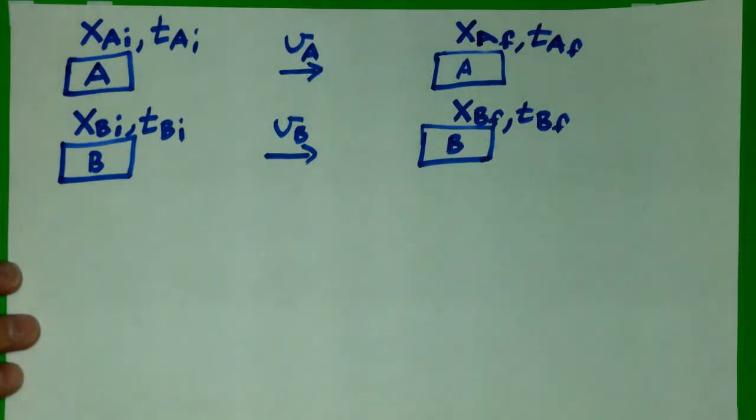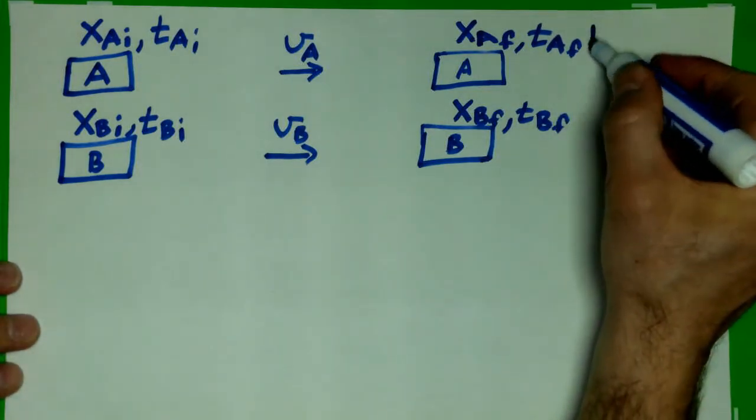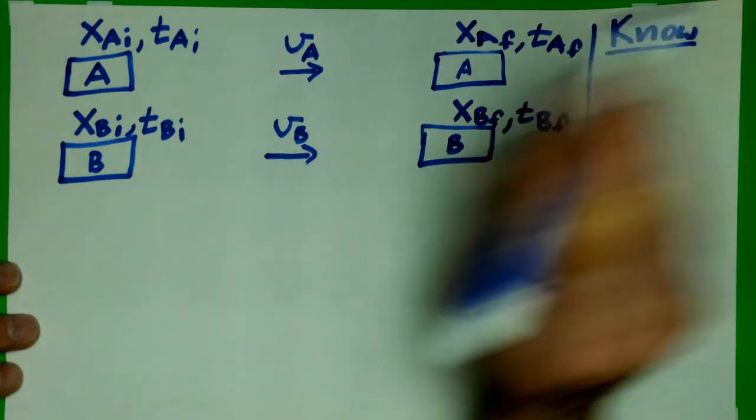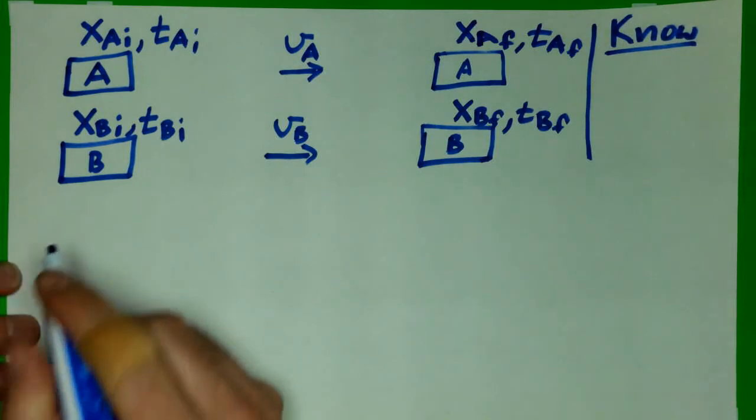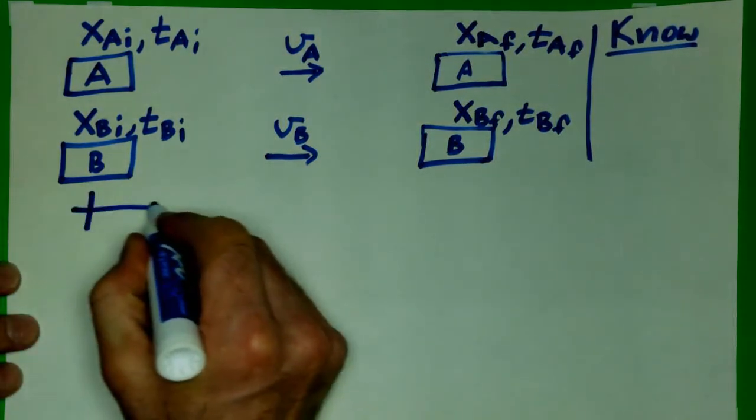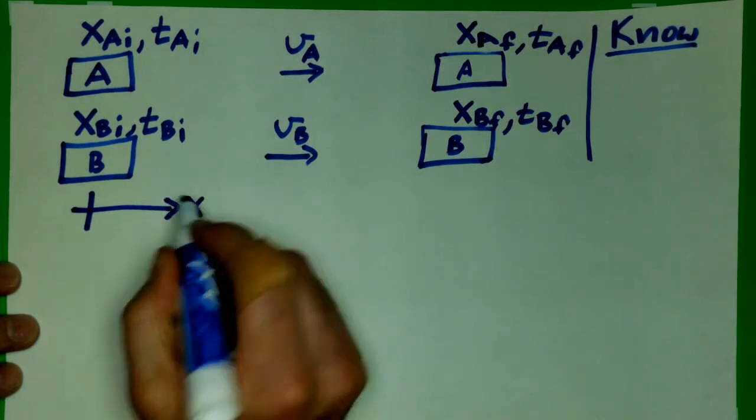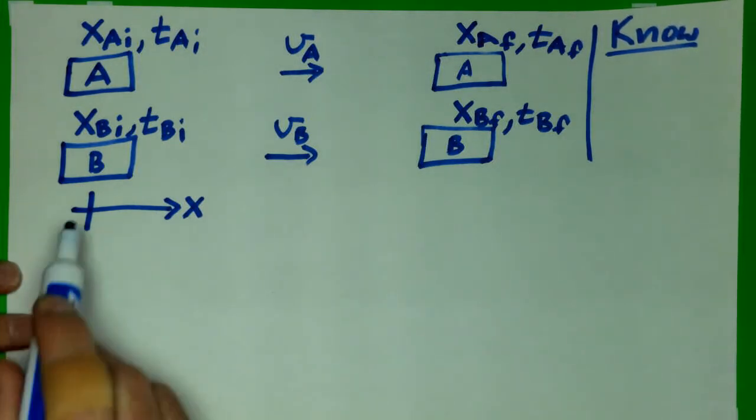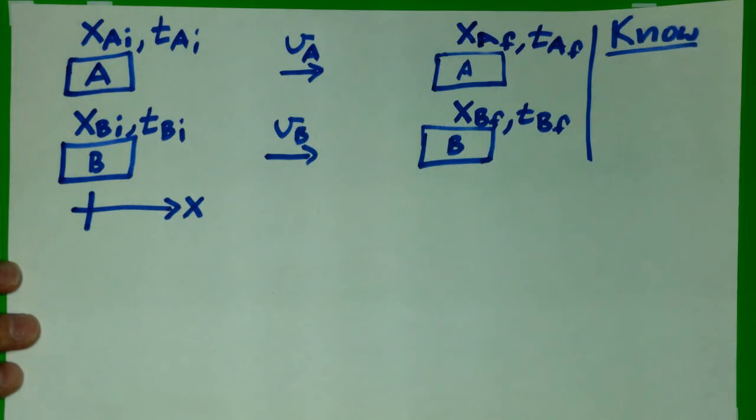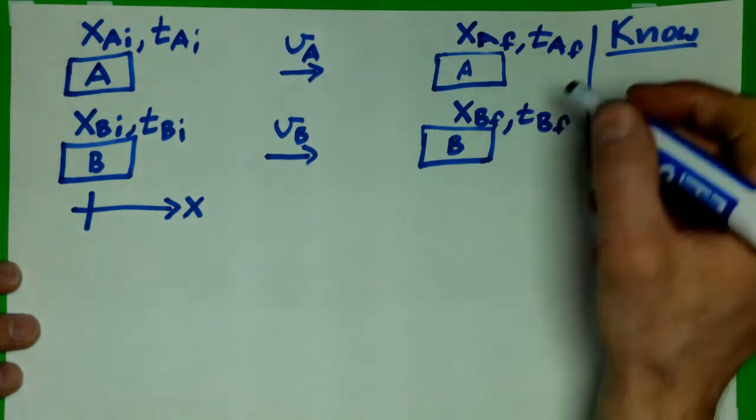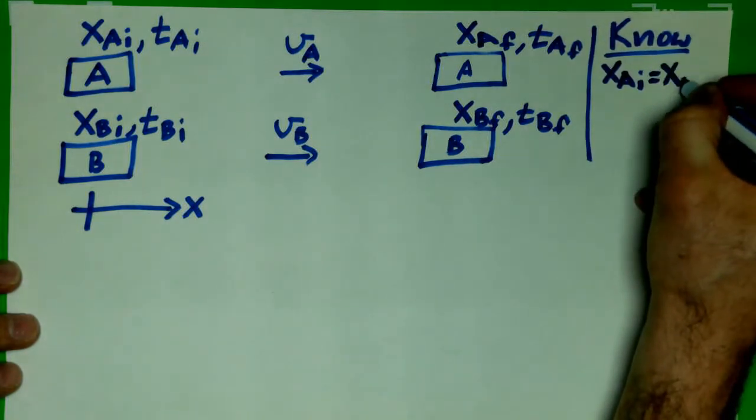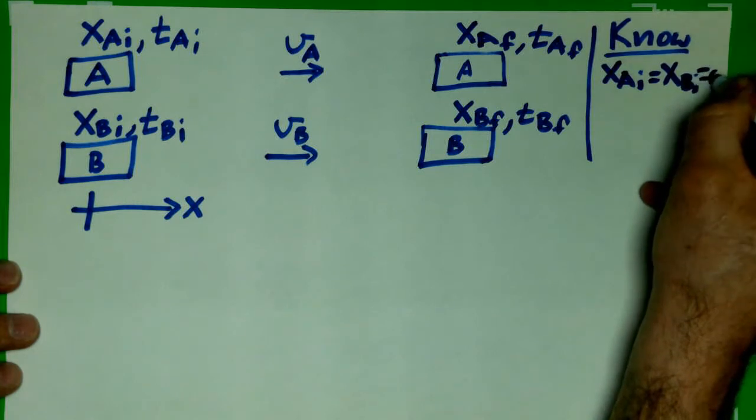So one question is, well, what do we know here? We can make a list of knowns over here and ask, what do we know? Well, first of all, if we establish a coordinate system, we can always choose a position to be 0. And here, since they're both starting in Los Angeles, we can choose Los Angeles to be x equals 0, which I show with my coordinate drawing there. So we know that X_A initial equals X_B initial equals 0.